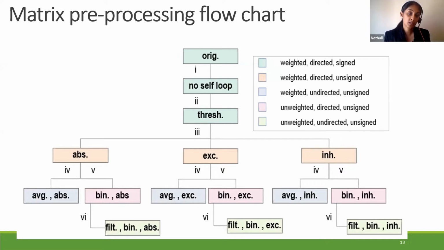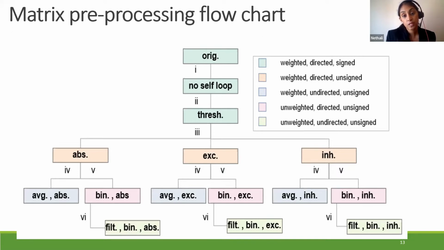Once we take the thresholded matrices, if we take just the absolute value of that matrix, that's what we call the absolute value. If we take from the thresholded matrix just the positive entries, that is your excitatory matrix, so everything else is 0 and the negative values are made 0. And the opposite is done to create the inhibitory matrix, where you take the thresholded matrix, remove all the positive entries, and keep the negative entries.